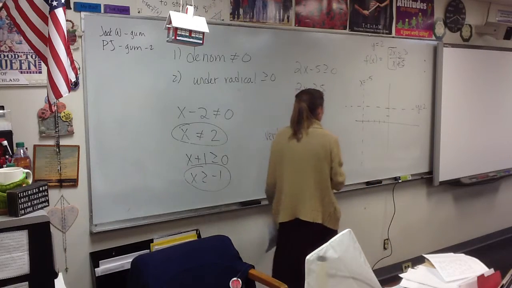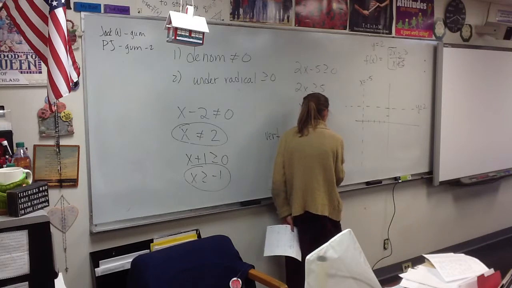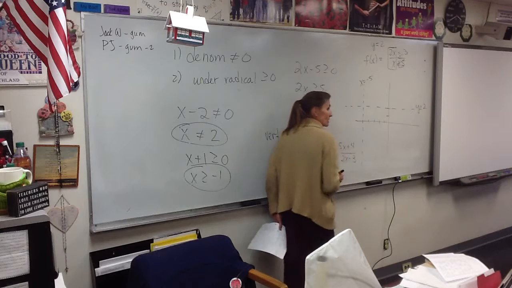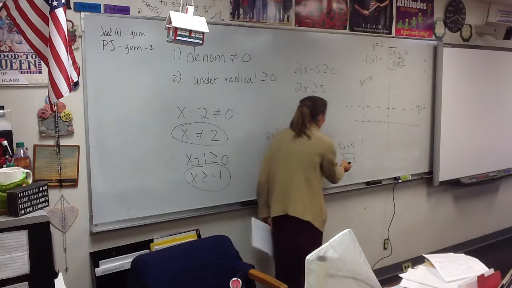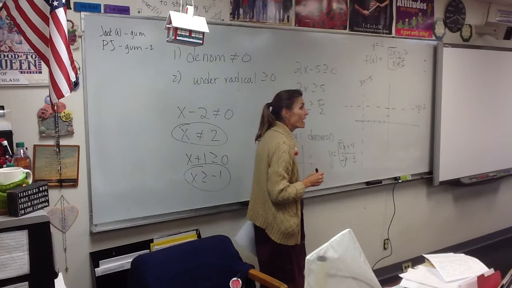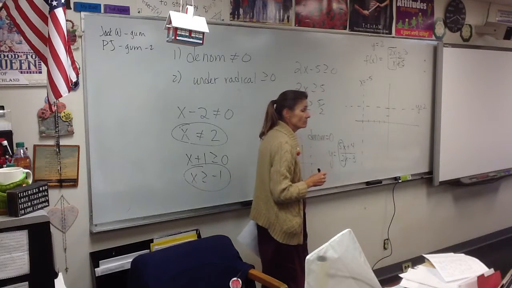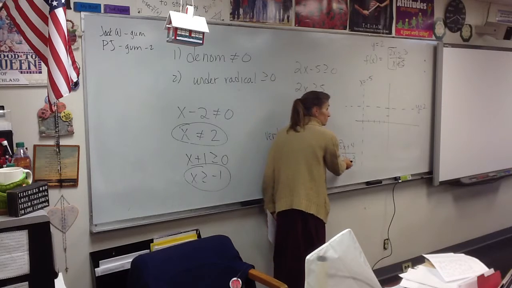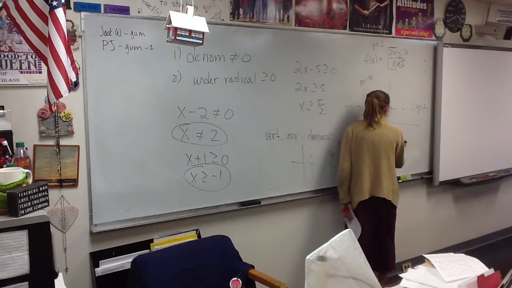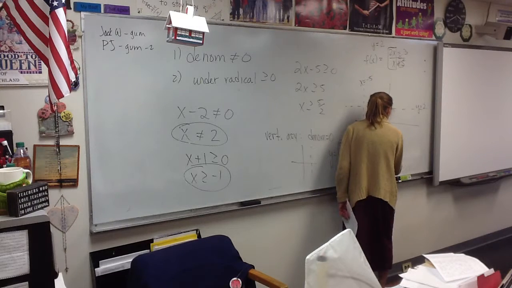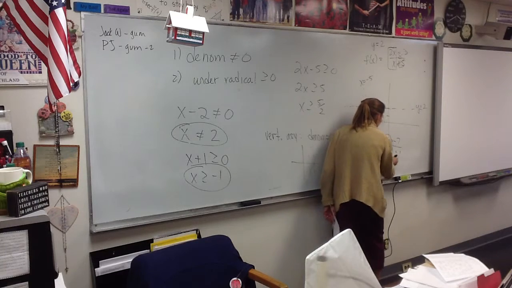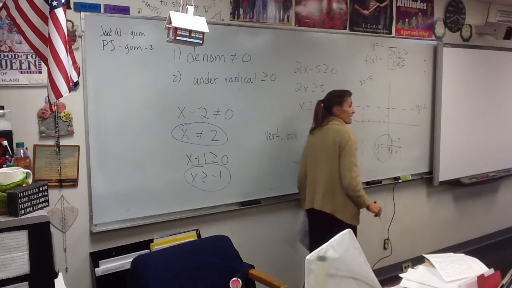You don't need to write this down, but just look, if the problem had been 5x plus 4 over 2x minus 3, the horizontal asymptote would have been at y equals 5/2. If you had y equals 8x minus 7 over 3x plus 1, that horizontal asymptote would have been at y equals 8/3.